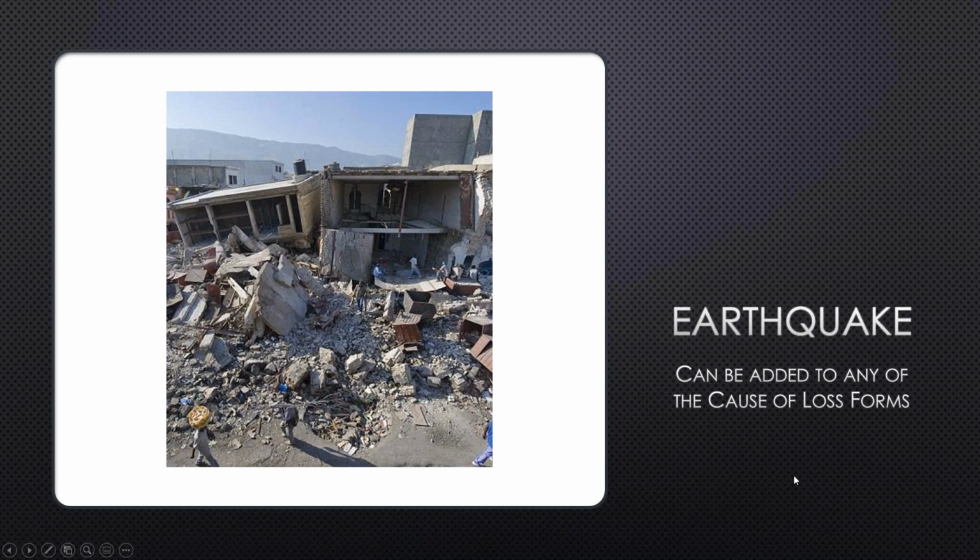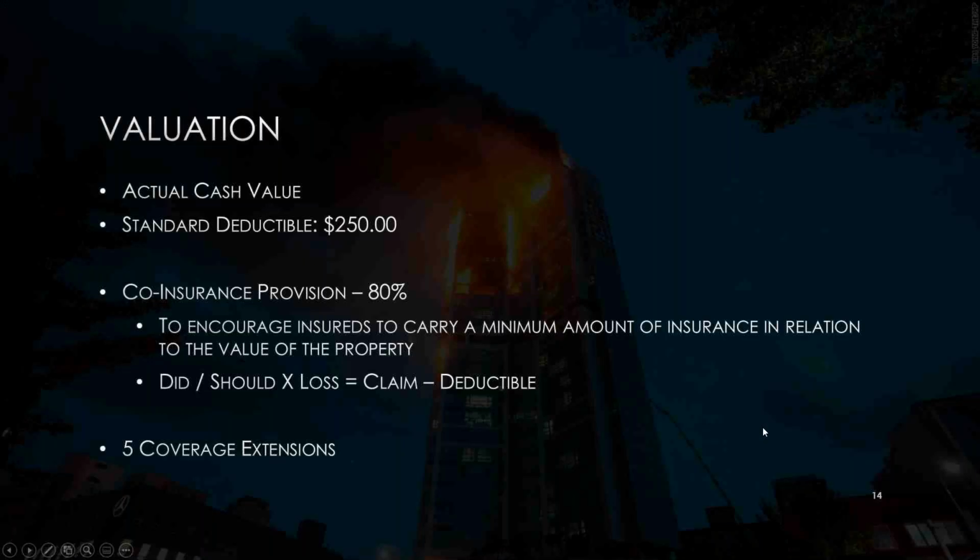Earthquake, like I said, there's 3 ways of purchasing earthquake coverage in commercial property coverage. Number 1, you can add it as a causal loss form. Number 2, you can buy it as a separate policy. Number 3, some companies add it as an endorsement to your existing coverage. Right? But for the test, they want you to add it as a causal loss form. Okay.